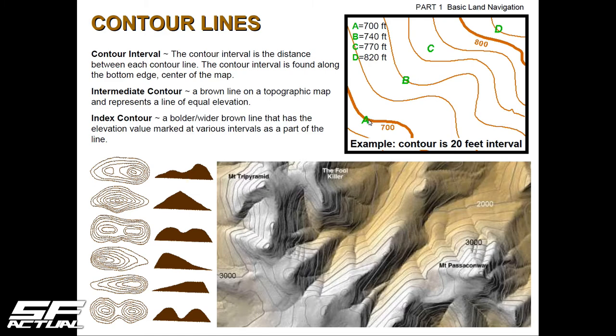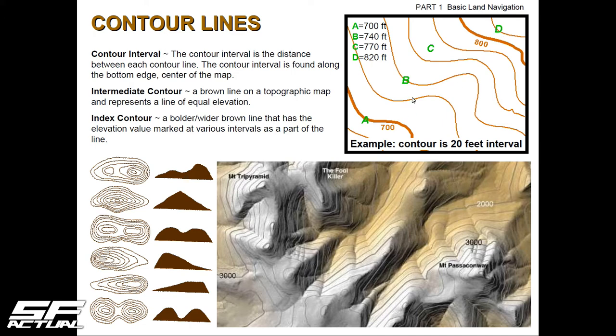So in this case, A is 700. Then we have this one right here, which would be an additional 20. An additional 20, so 740, C being additional, what they're doing here for C, what they're trying to show you is they're actually in between. So you would have 720, 740, 760, add an additional 10 feet, so 770, and then you would have the 780, the 800, and then line D is going to be 820.